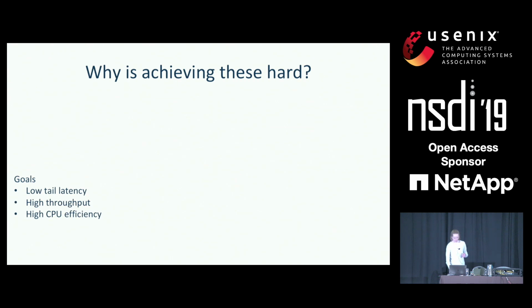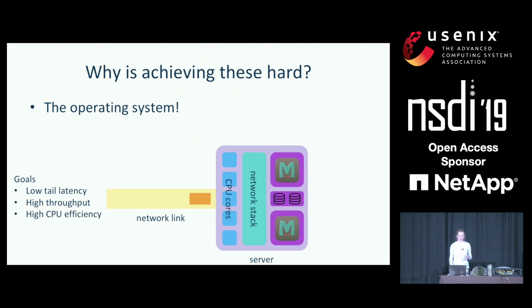So why is achieving these goals difficult today? The main reason is the operating system. Unfortunately, there are many opportunities for the operating system to add overheads to the handling of network requests. For example, when requests arrive on the network, you have to decide in what order to handle them. If you do a poor job of scheduling them, packets can queue for a long time, delaying requests. Second, the operating system must decide how many cores to allocate to each application. If you do a poor job of allocating cores across applications, again, requests can queue, and CPU cores can sit idle.